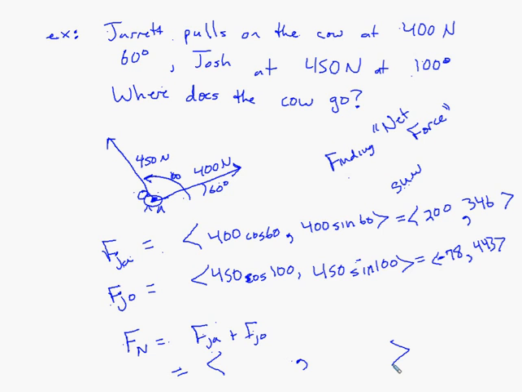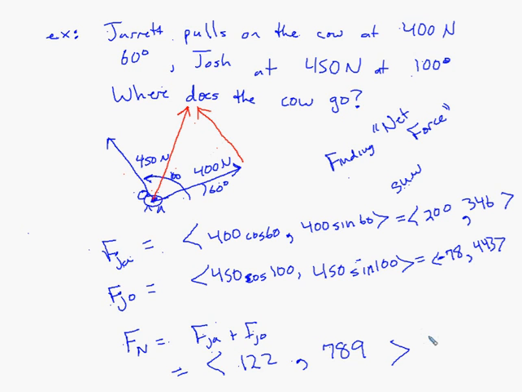So I get 200 minus 78. So what's the first x component? 122. And the y component? 789. Okay. So our intuition should tell us that basically our cow should go this way, somewhere in the middle, right? And if I were to vector transport Josh over to here and line it up tip to tail, that would seem to make good sense.